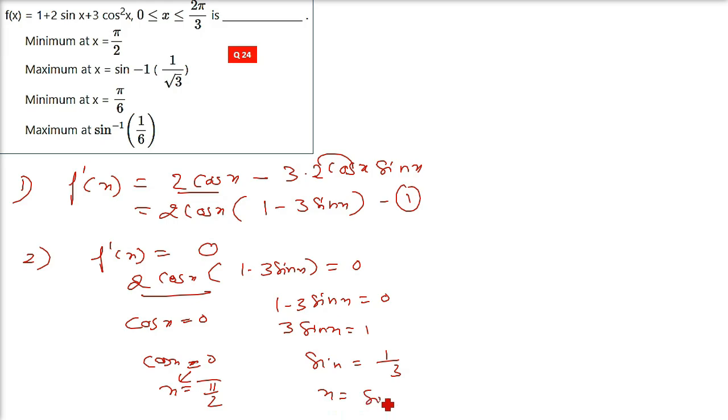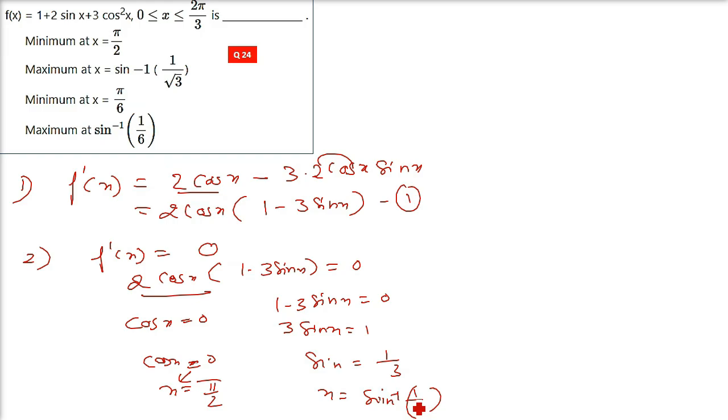But this sin x equals 1 by 3, which is x equals sin inverse 1 by 3, also needs to be checked. How are we going to check it? Simply, we have to double differentiate. Once you double differentiate, then you have to put these values, x equals pi by 2 and x equals sin inverse 1 by 3, and see whether you are getting the minimum or maximum. I hope you got the idea.